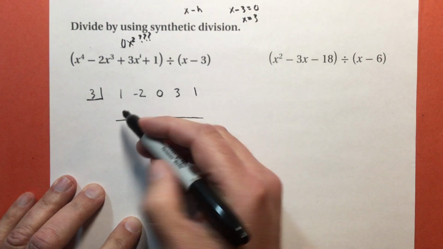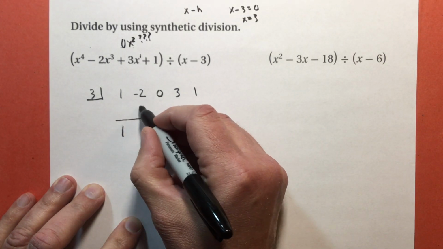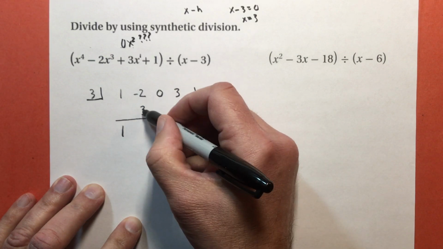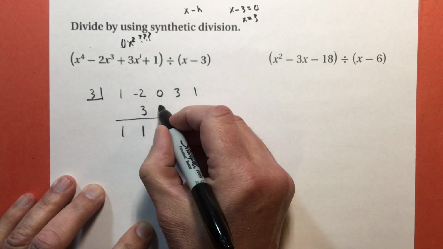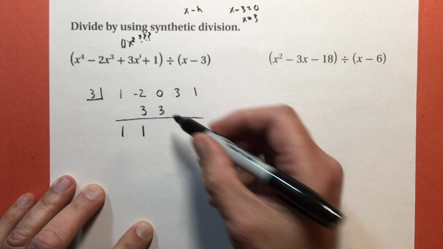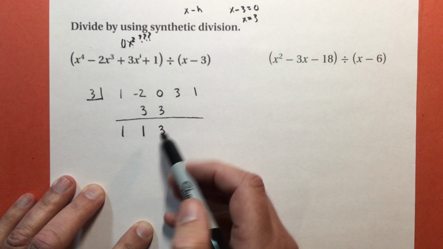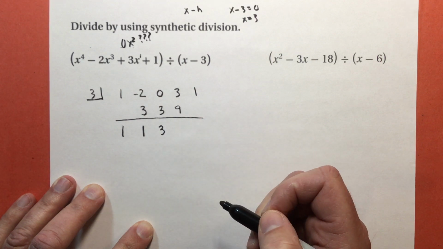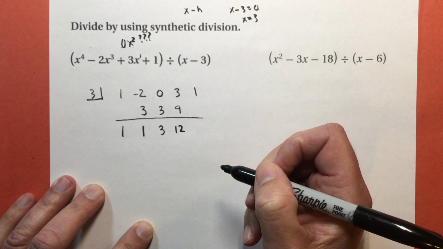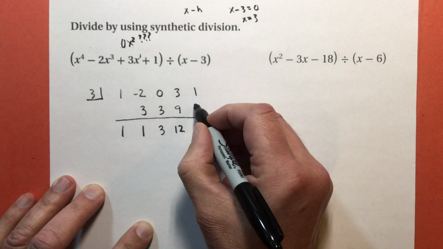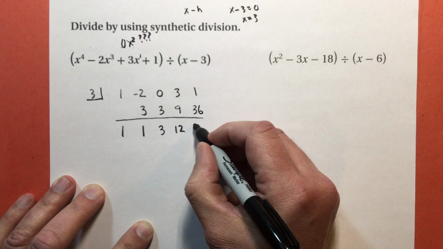Take the 1, put it right here. 3 times 1 is 3. Negative 2 plus 3 is 1. 3 times 1 is 3. 0 plus 3 is 3. 3 times 3, 9. 3 plus 9 is 12. And 3 times 12 is 36. And finally, 1 plus 36 is 37.